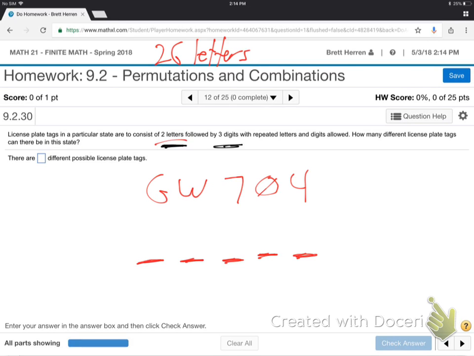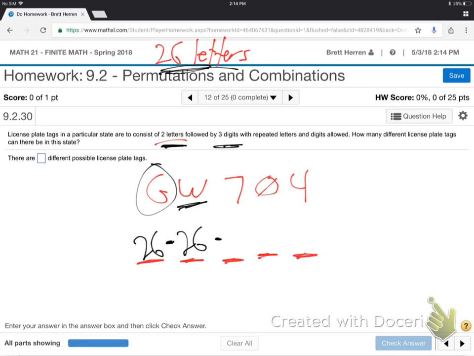For each of those decisions, let's think about how many options. When I decided G as my first letter, how many options did I have for that letter? 26. There's 26 letters in the alphabet, right? Could put A, B, C, D, E, F, G, H, I, J, K, all the way through to Z, right? When I made my next decision, how many options? 26, right? Could be any letter again.